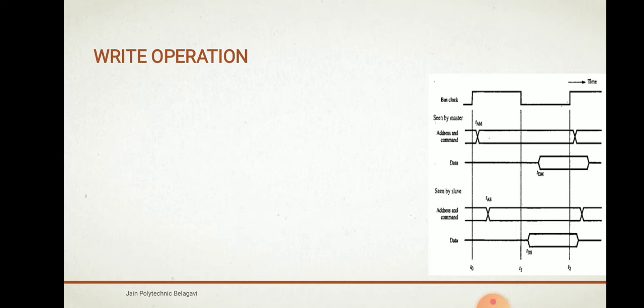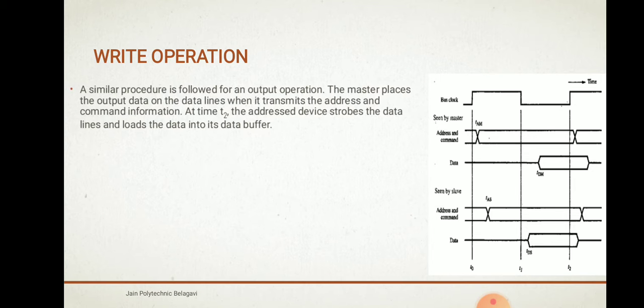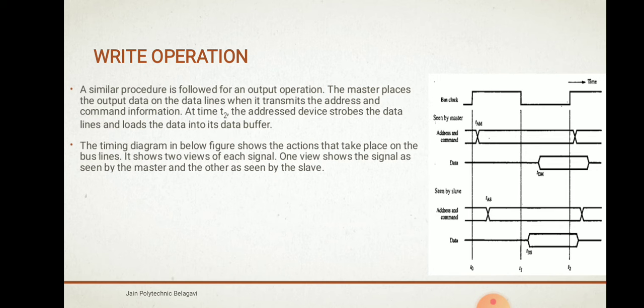Now, how is the write operation done? Here you can see a similar procedure is followed for an output operation. The master first places the output data on the data lines when it transmits the address and command information. At time T2, the addressed device strobes the data lines and loads the data into its data buffer. The timing graph is shown below.